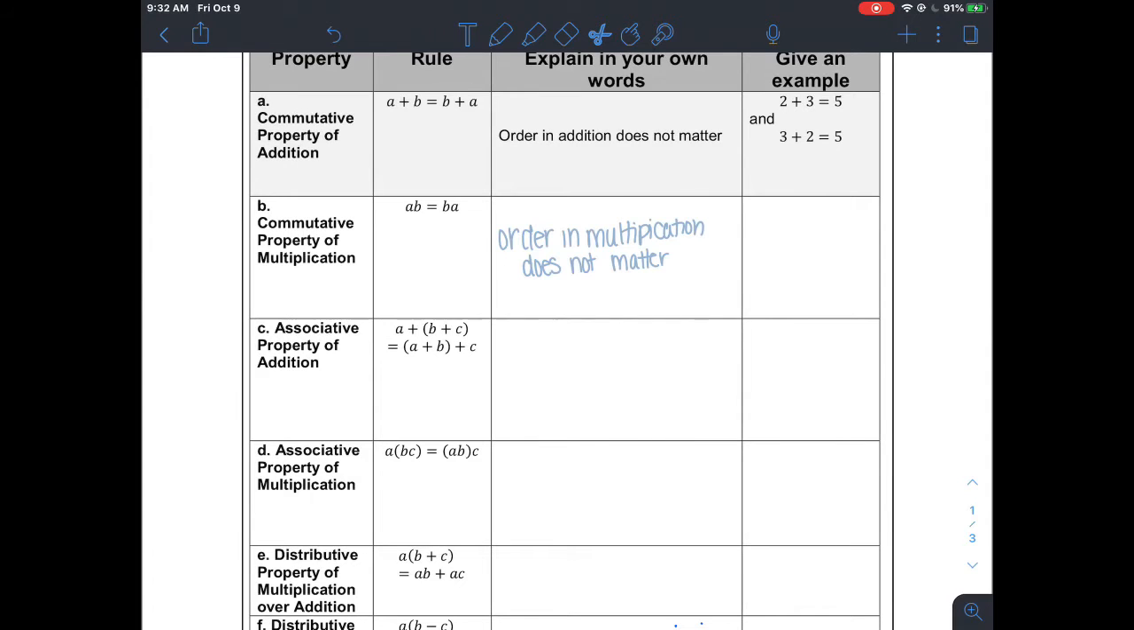For the second example, the commutative property of multiplication, we have A times B equals B times A. Similar to the commutative property of addition, the order in multiplication does not matter. So we could have 6 times 2 equaling 12, and flipping the order, 2 times 6 to also equal 12.